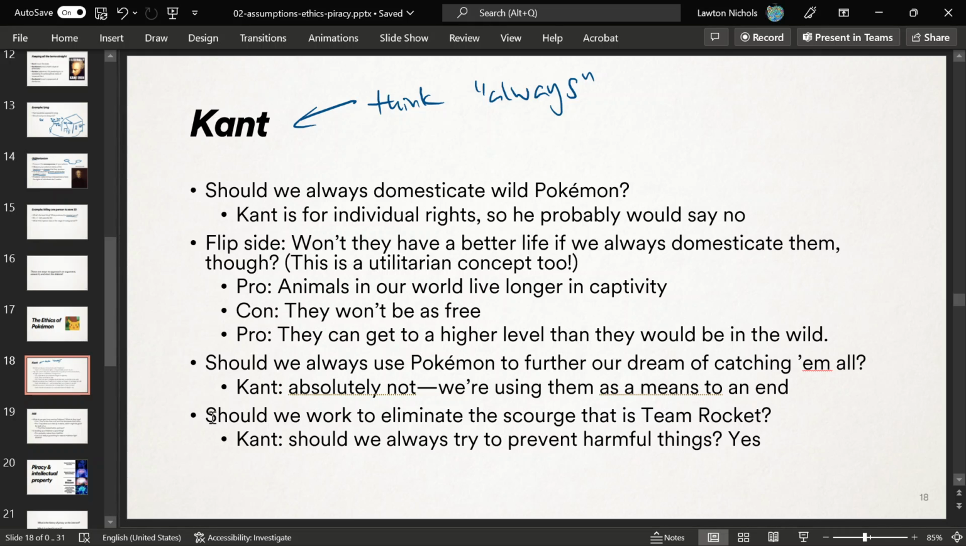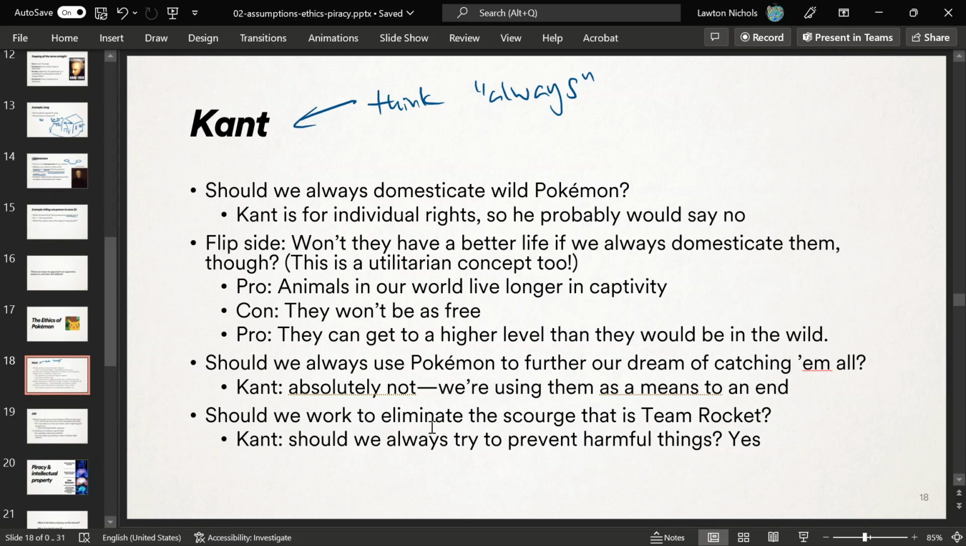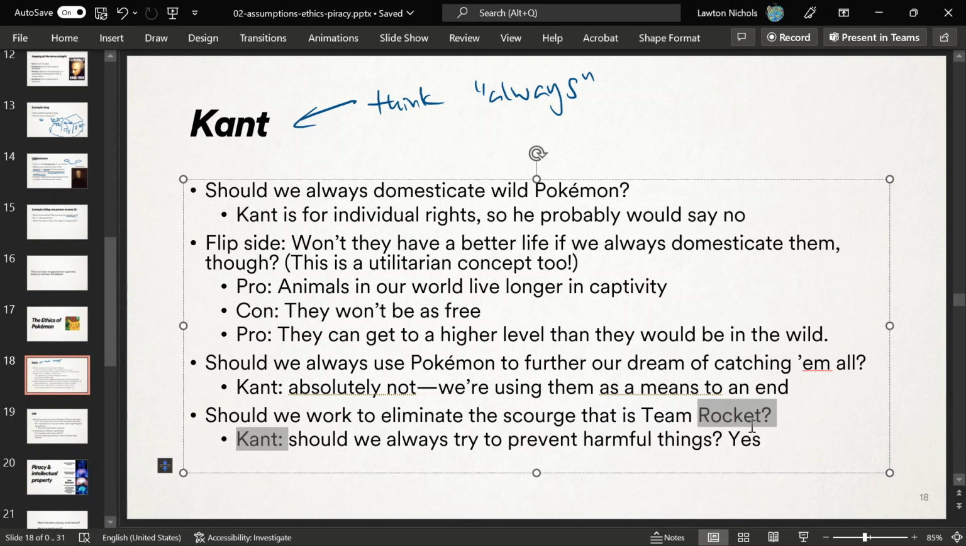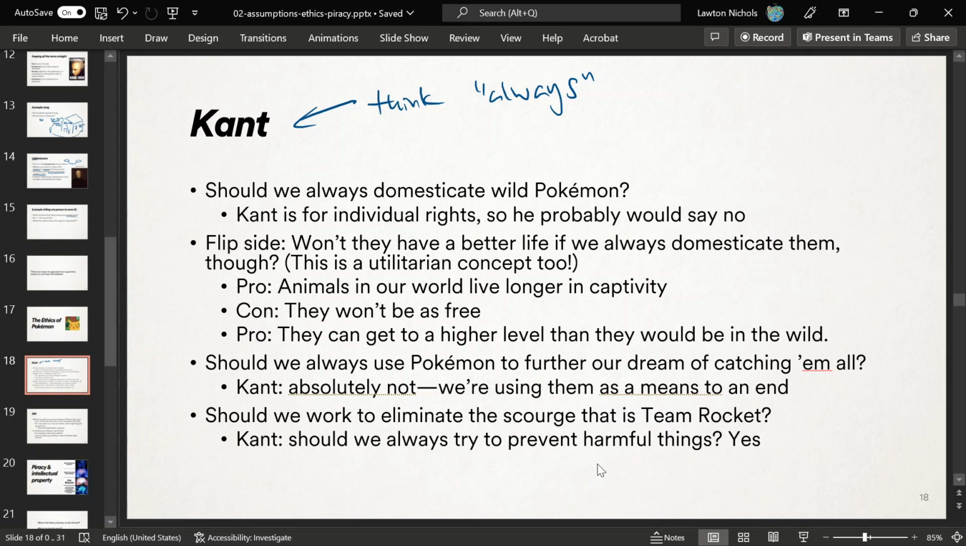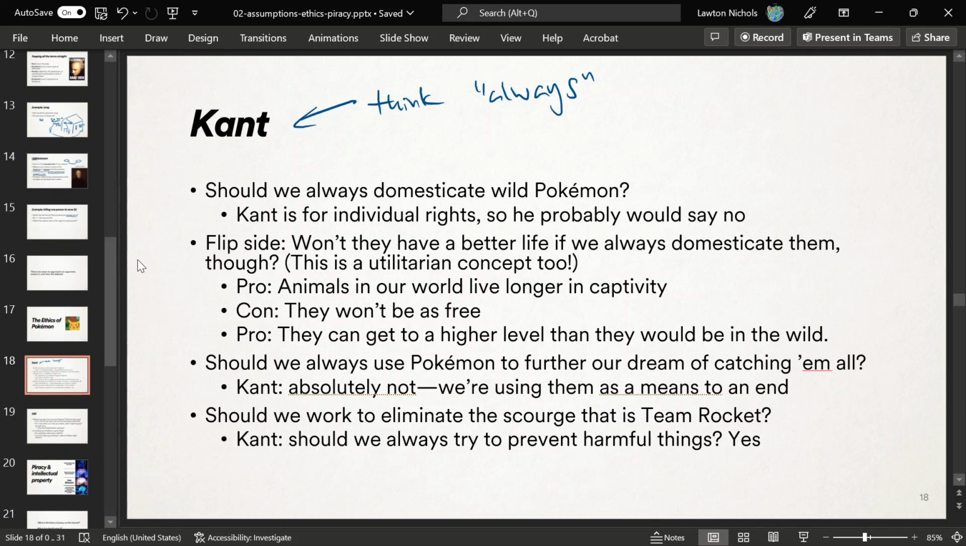All right? And then there's some kind of terrorist group that's in the Pokemon world. They're called Team Rocket. Should we work together to eliminate them? And I think Kant would probably say yes. Should we catch Pokemon and train them so we could fight Team Rocket? Maybe that's a good argument in favor of domesticating them. Because Kant would probably ask the question, should we always be trying to prevent harmful things from happening to ourselves and to others? Yeah, totally. So that's another way of framing the same question where Kant would say something different. There is no right answer, but this is how you come up with your ideas and you write an essay.